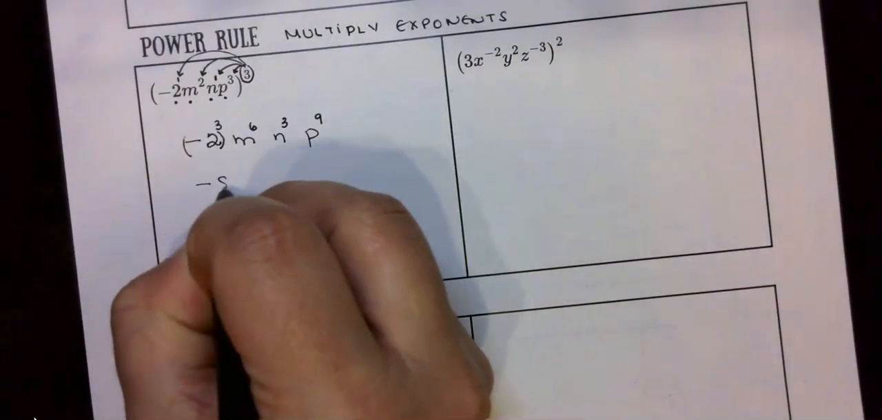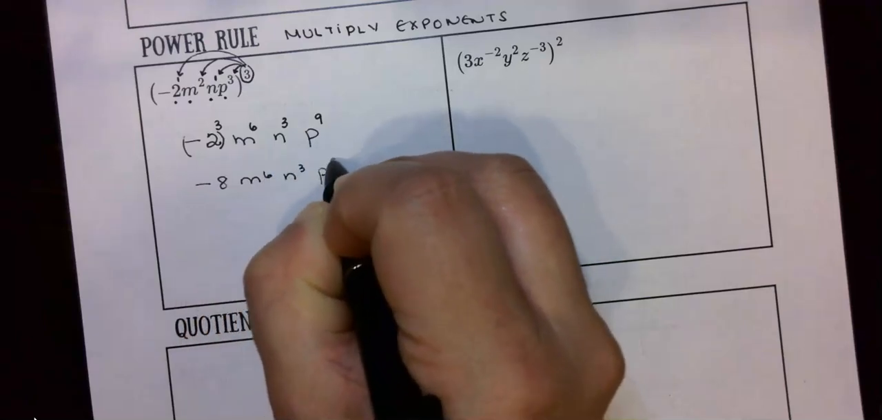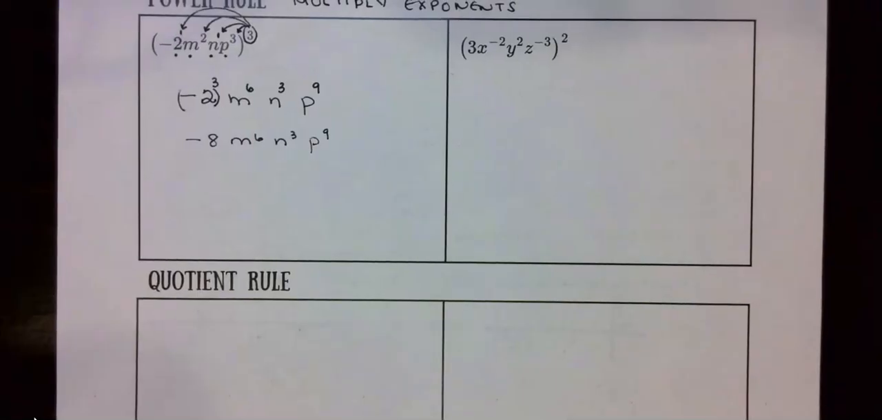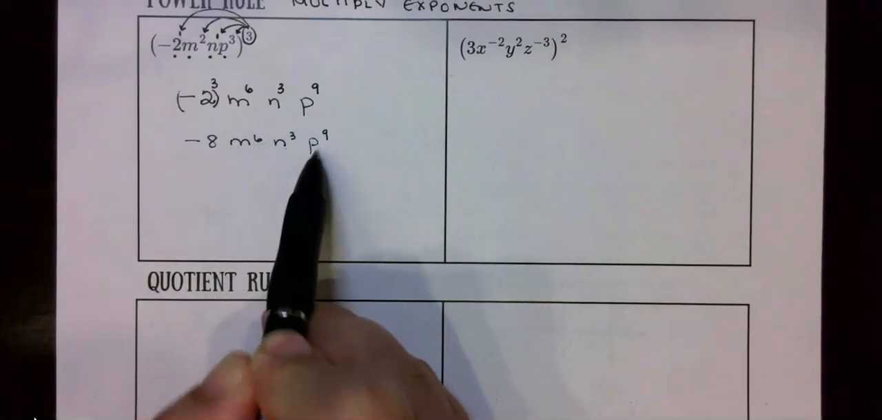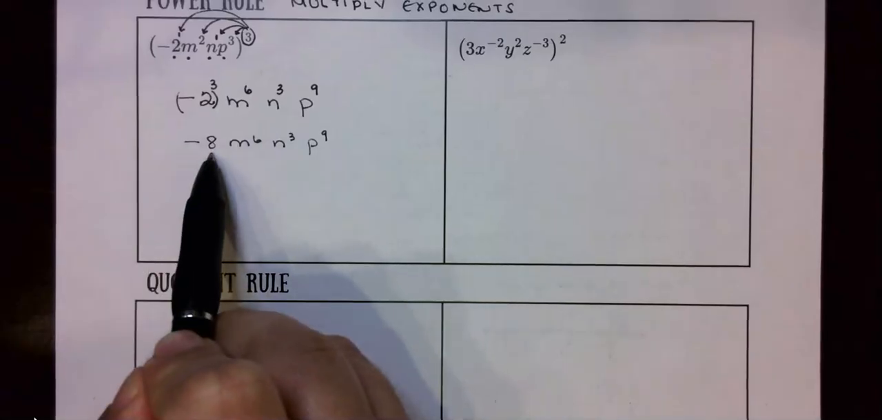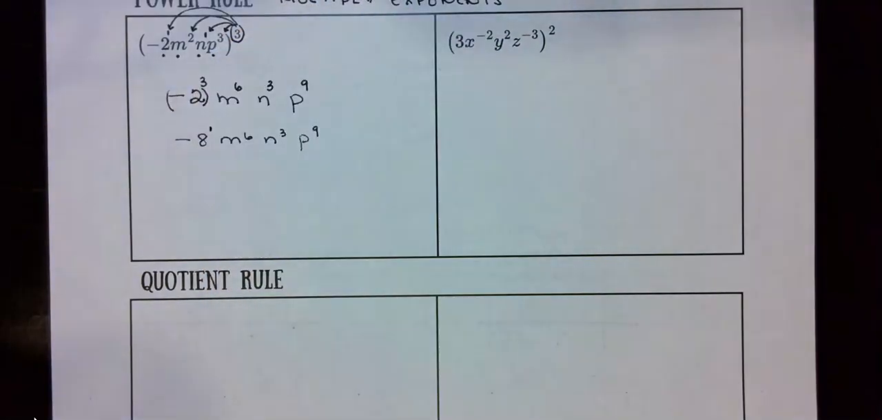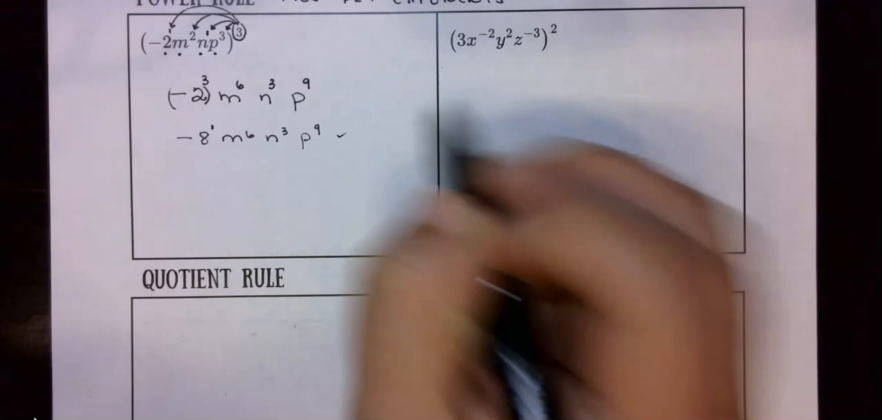So our final answer is -8 m to the 6th, n to the 3rd, p to the 9. Now I know this is my final answer because I have one of each kind, 1m, 1n, 1p, no negative exponents, no zero exponents. This is my final answer. Now don't confuse the -8 for something that needs to be dropped, because the -8 is a coefficient. The exponent of the -8 is a positive 1. That lets me know I don't need to move it because the 1 is already positive. So this is my final answer.